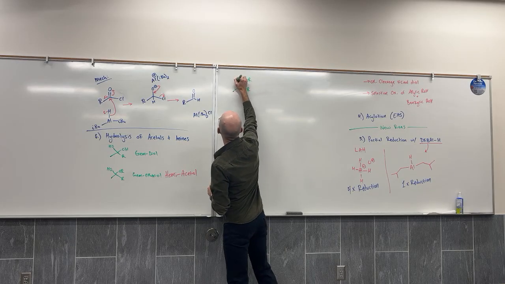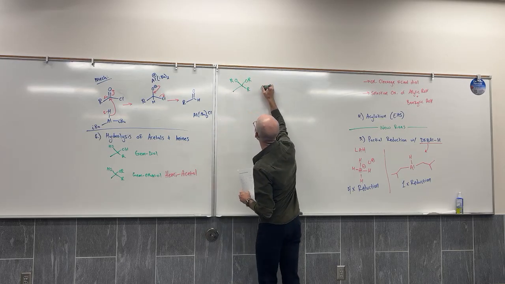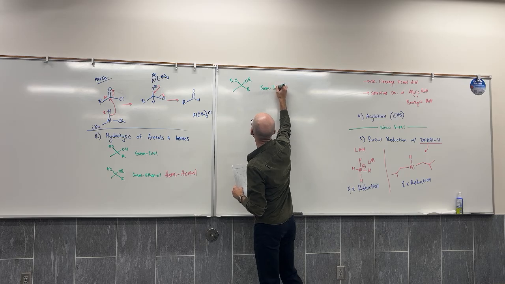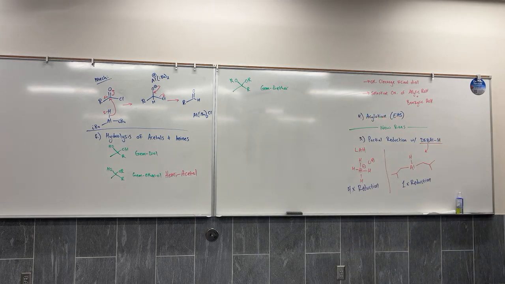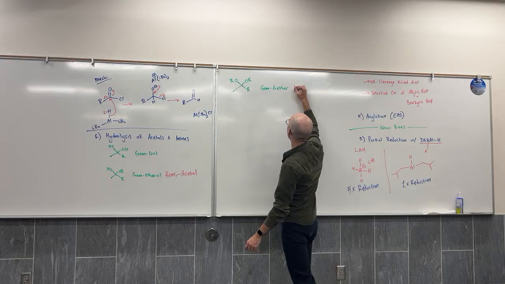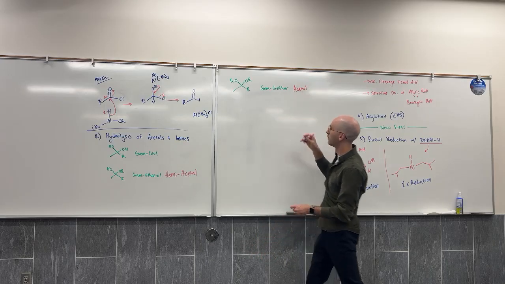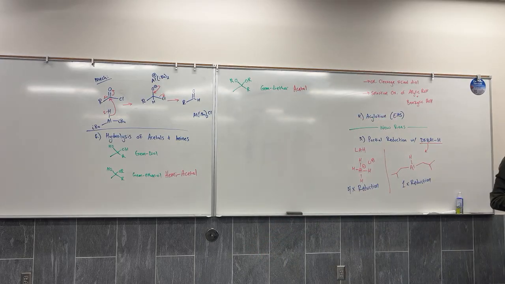If both of those groups are ethers. If the carbon is connected to two ethers, a gem diether, then the functional group is said to be an acetal. We're going to do mechanisms with acetals, hydrolysis of acetals, formation of acetals. And I do want to point out how you pronounce it.